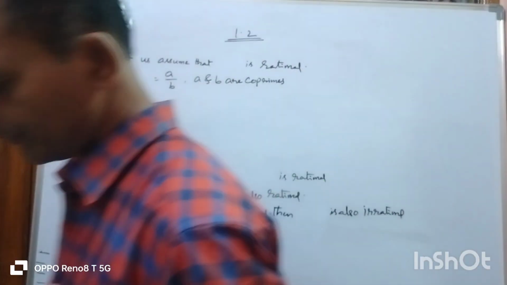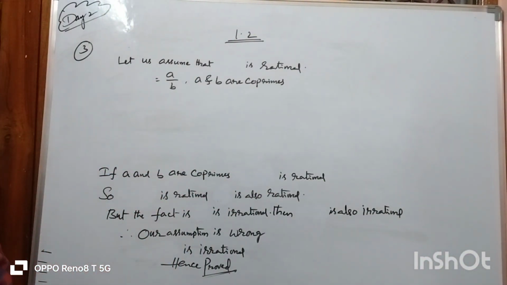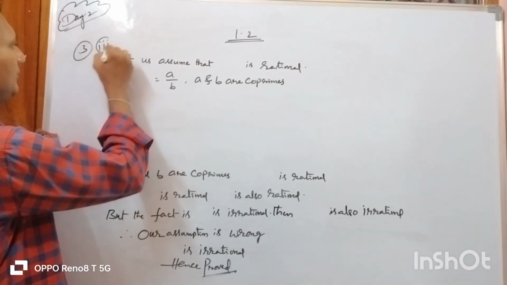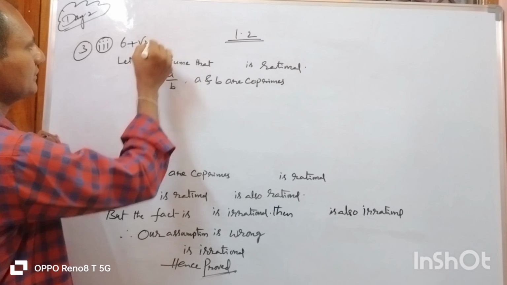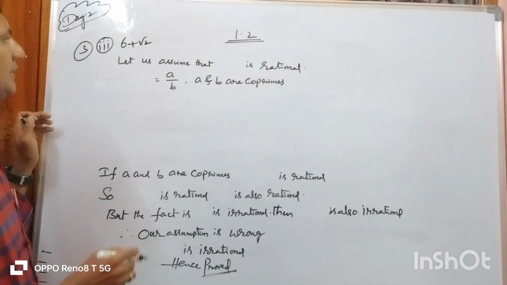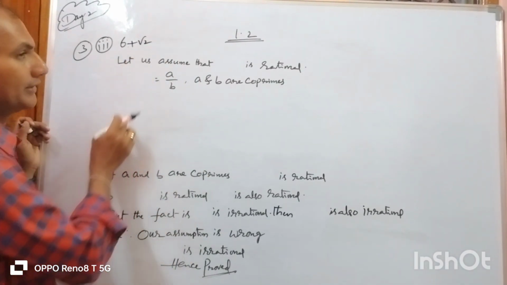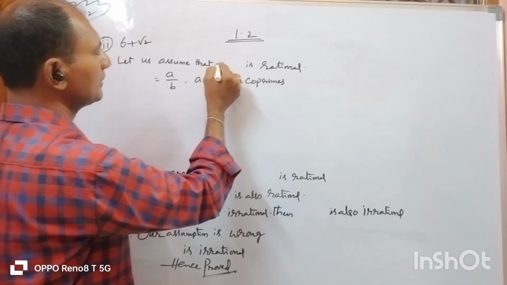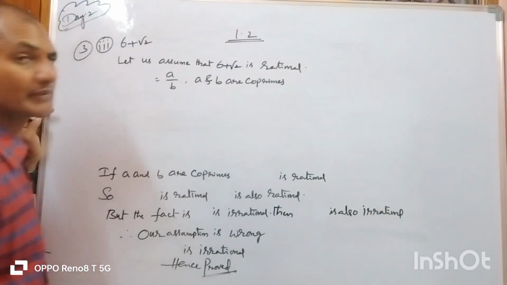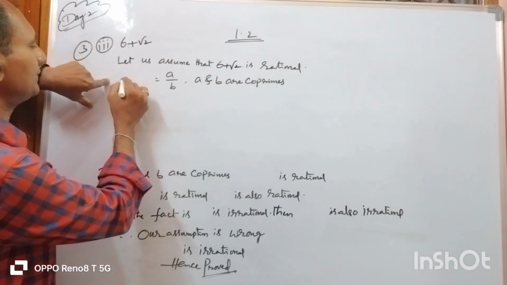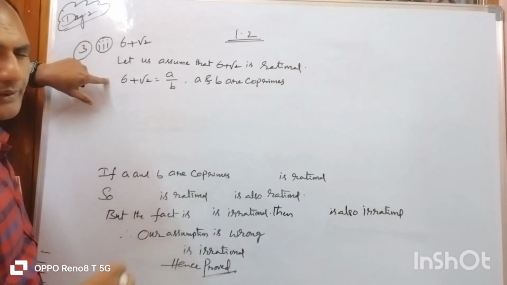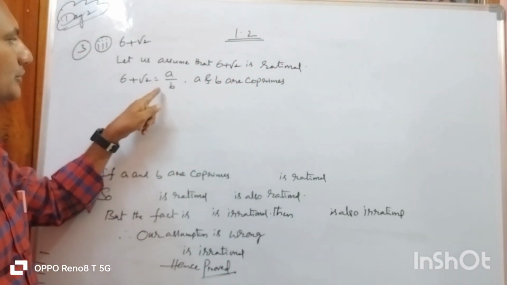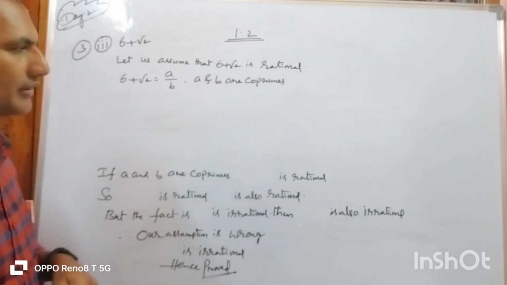Next question, in the third one: 6 plus root 2. This is a very simple question too. We have to prove it is irrational. Let us assume that 6 plus root 2 is rational. So 6 plus root 2 equals a by b. Rational means in the form of p by q, so a by b, where a and b are coprimes.